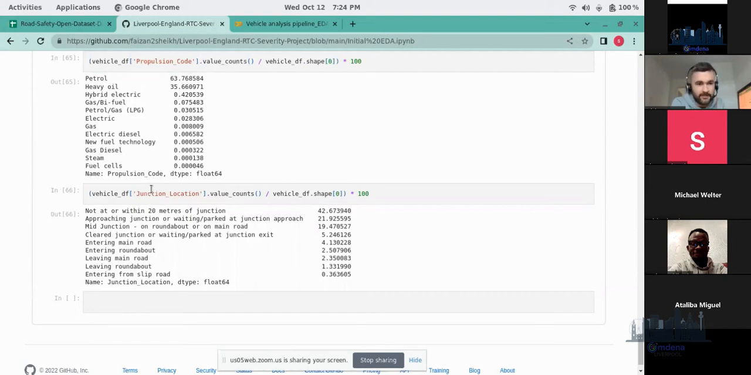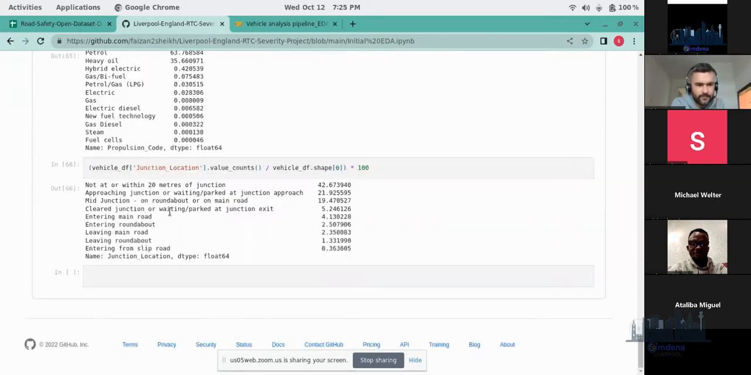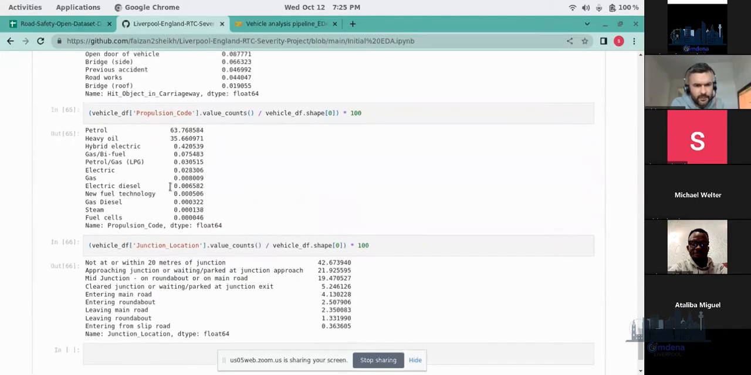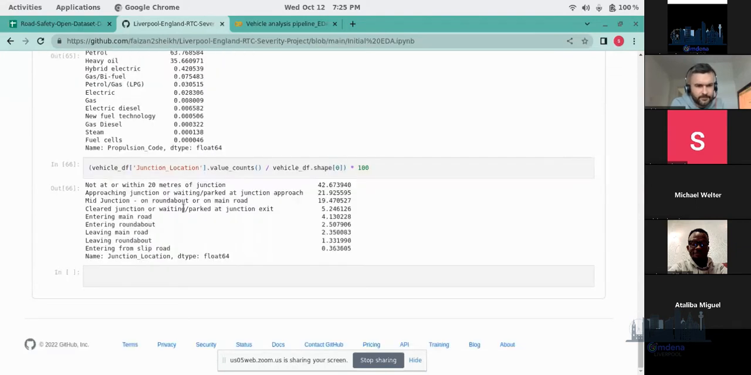We drive right, in the right. Right, in the right, okay. I was thinking if it was due to the direction changing or some kind of thing. So a lot of accidents happen at the junction or while leaving or entering the junction. And yeah, it was quite interesting because in junction, a lot of people don't follow the rules properly.